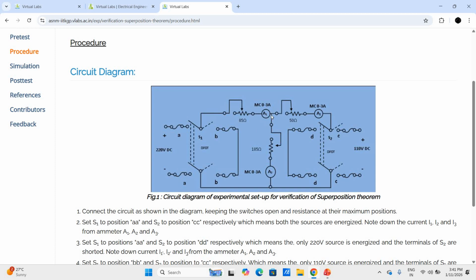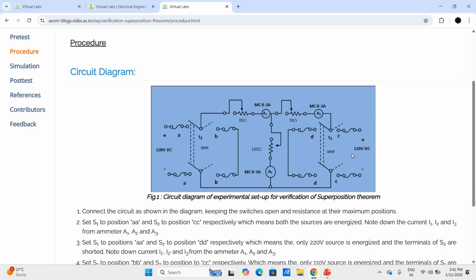Suppose I have to find out the current flowing through this 85 ohm, 50 ohm and 185 ohm by using the superposition theorem. Step 1 will be that only source S1, or only the 220 volt DC source, will be present. At that time, the other source will be replaced by its internal resistance. That means the 110 volt source will be short circuited.